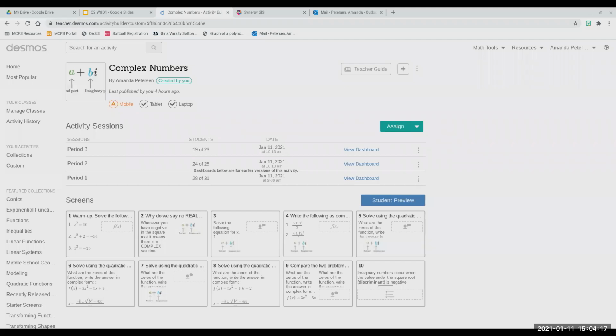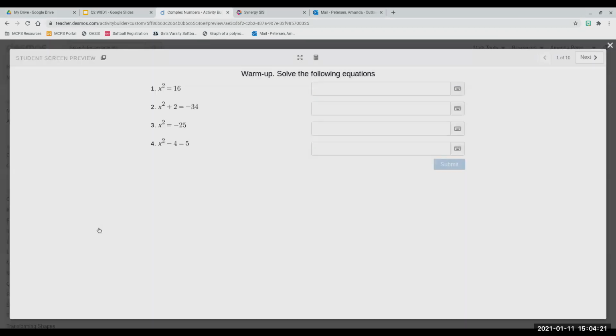So we're going to look at the Desmos on complex numbers. If you open it up, start with the warm-up. We're just solving these 4 problems and we're solving for x. Go ahead and pause the video and try on your own, and then resume and check your answers.